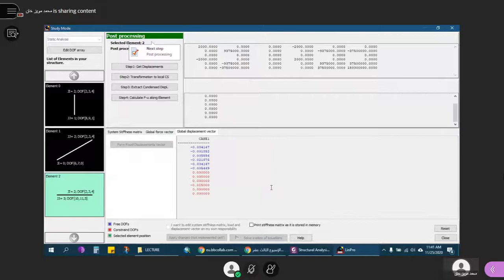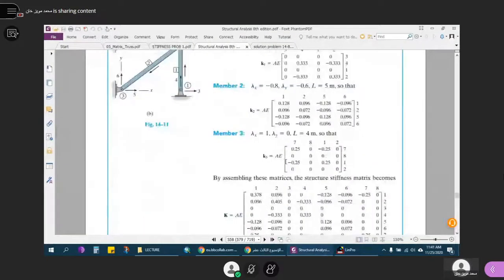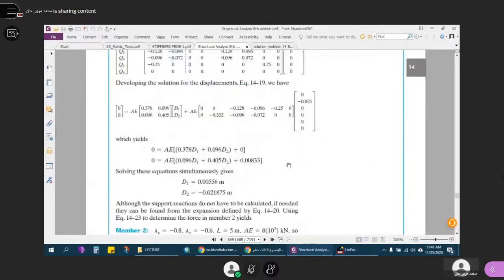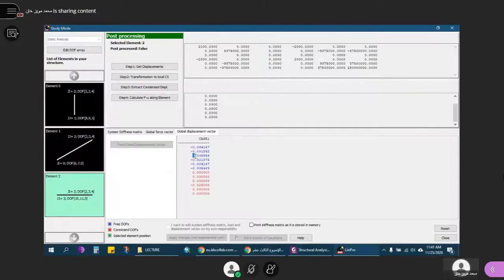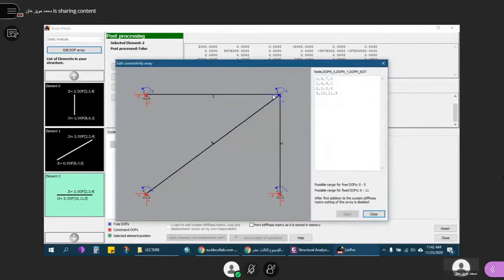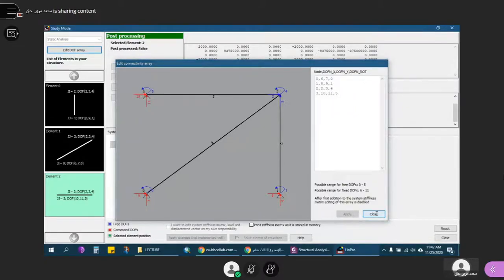So now what is he asking us? He's asking us to find the displacement, 0.000556 and 0.021875. So this is nothing but degrees of freedom 0, 1, 2, 3. So these are degrees of freedom 2 and 3; 2 is horizontal, 3 is vertical. This is what he's asking us. We got the displacements, the global displacements.